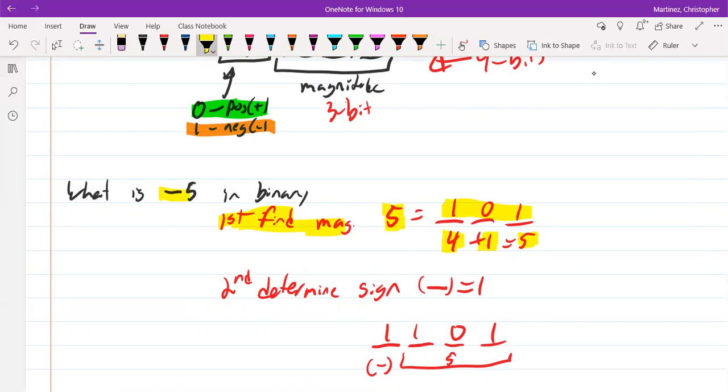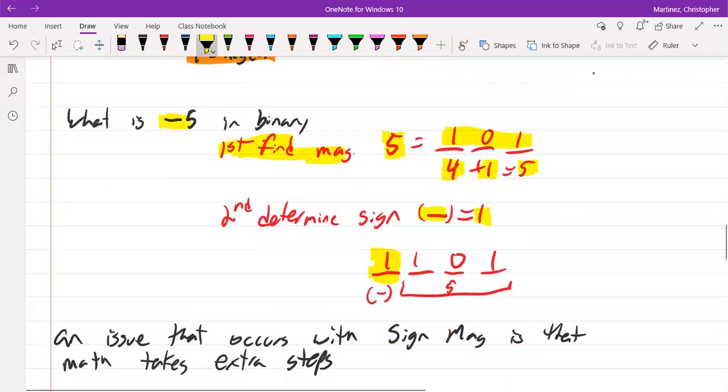Now, in here, I want it negative. So to do that negative, we said negative was going to be a 1. So that top bit I'm putting in as a 1. So it is 1101. That is the 4-bit number for sign -5.